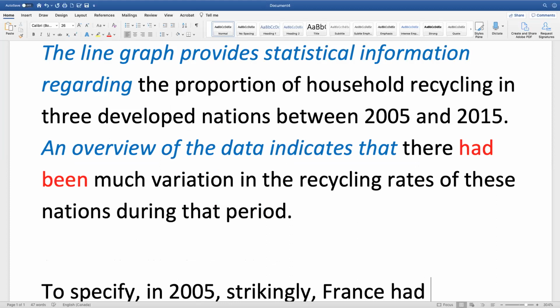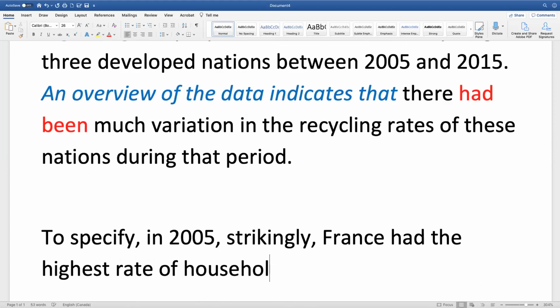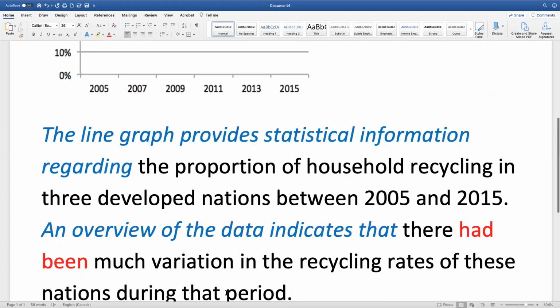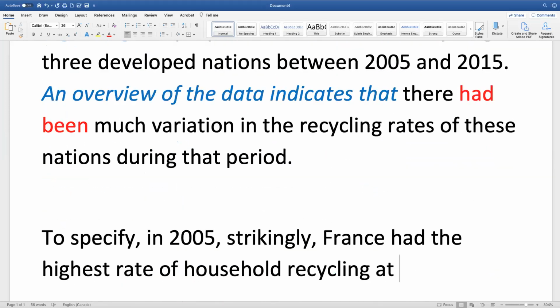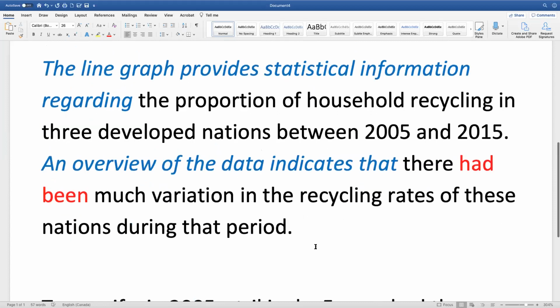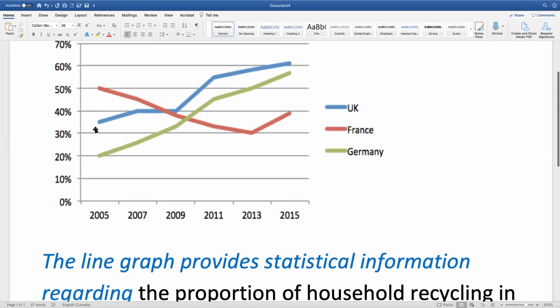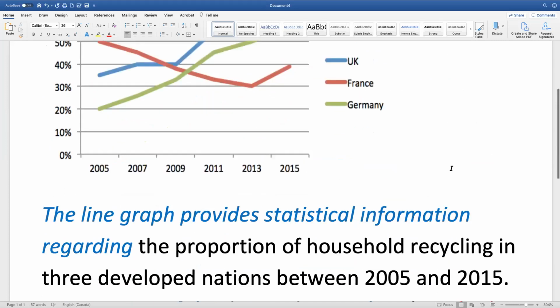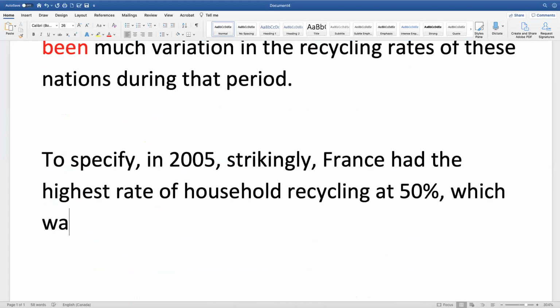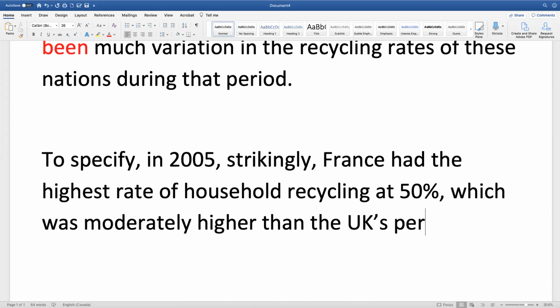Strikingly, France had the highest rate of household recycling at 50%. Okay? Now this seems to be 35 or 50. Definitely higher. How much higher? 15%? Yeah, I think the highest rate, 60. Is it marginally, moderately, significantly? I think it's moderately. Good. Almost two times Germany.